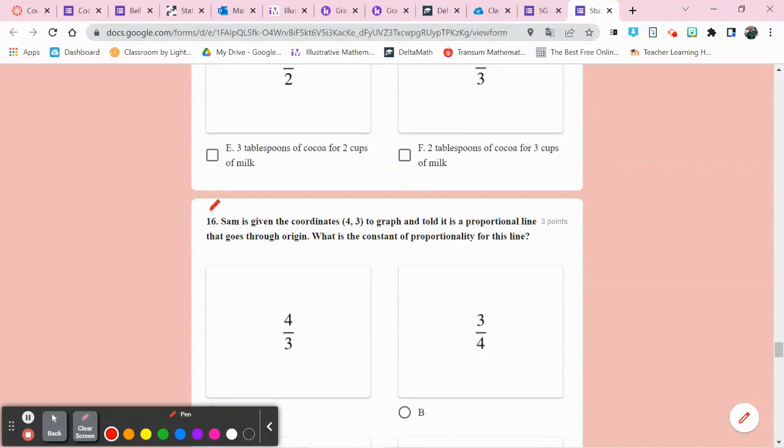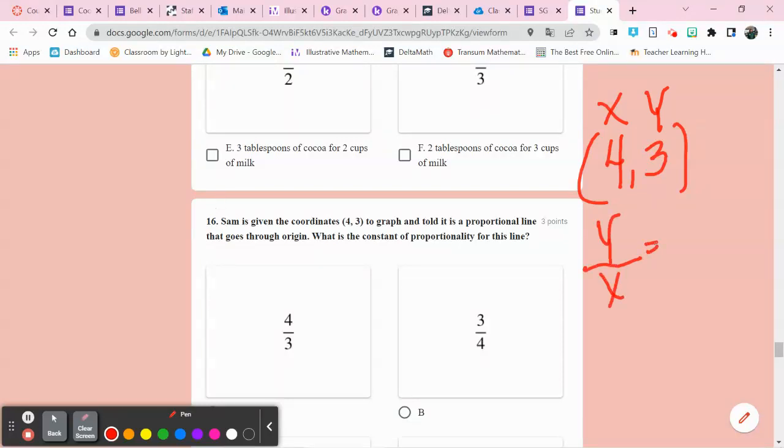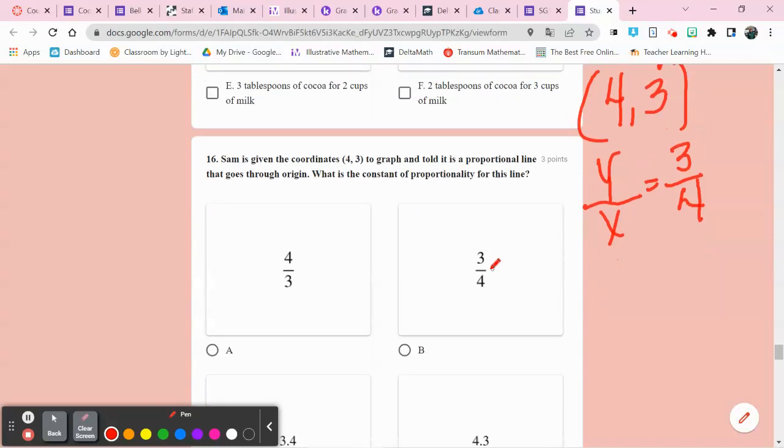All right, question 16. If Sam is given the coordinates, when x is 4, y is 3 to graph, and told it's a proportional line that goes through the origin, what is the constant of proportionality for this line? Write your points down. Put your letters above it. Remember, your first is always x, your second is y. It's an ordered pair. To find our k, we need to do y over x. So we put our y number on top, 3, our x number on the bottom, 4. That's our constant of proportionality, 3 over 4, which is B.